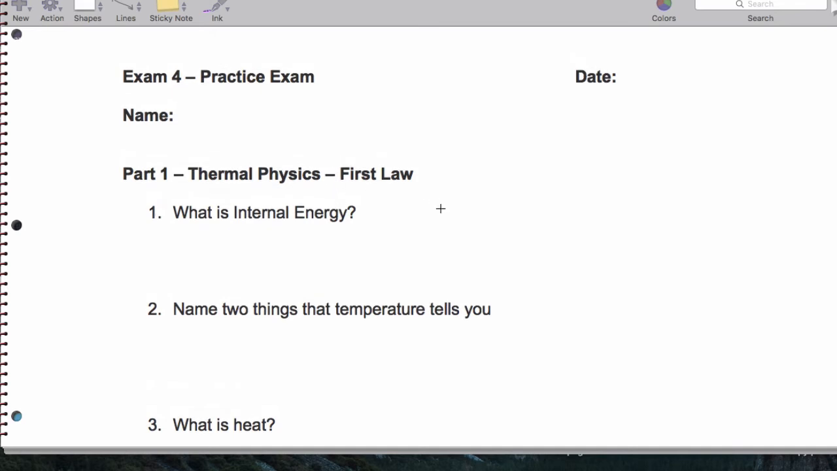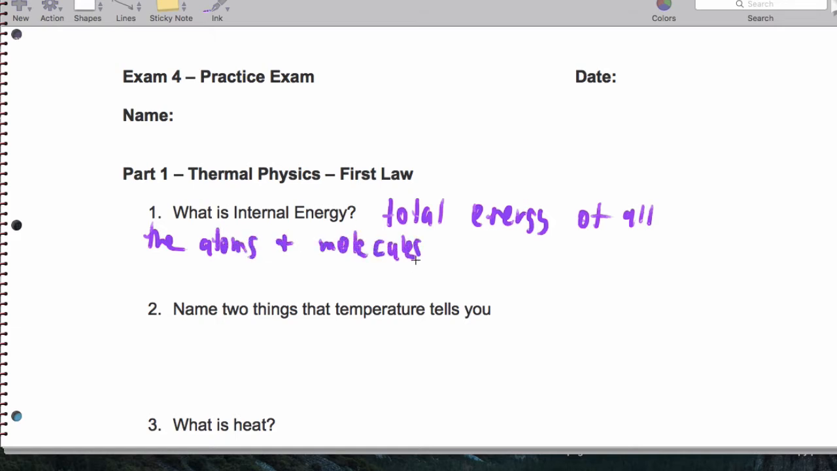So we start with a definition of internal energy, and let's keep it very simple. So it's the total energy of all the atoms and molecules in an object.